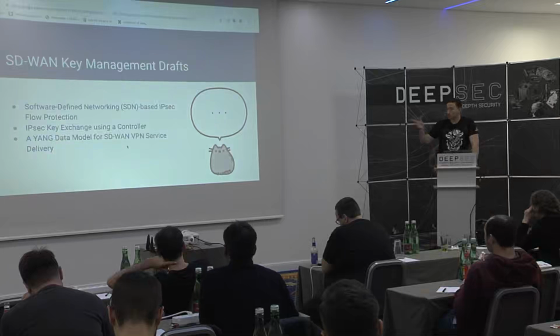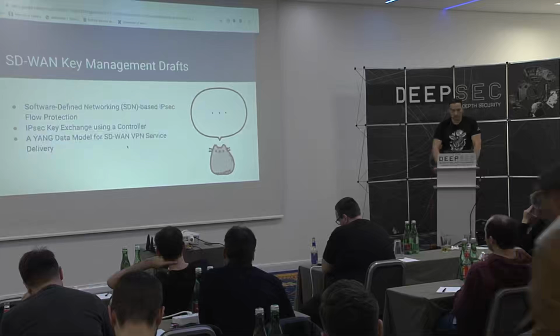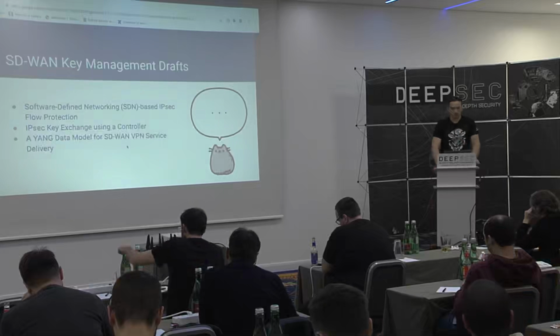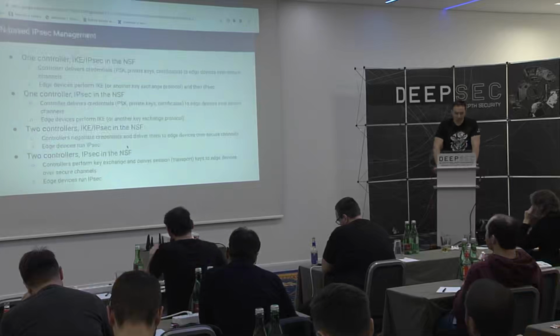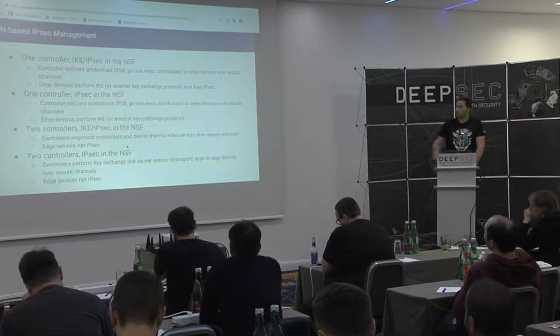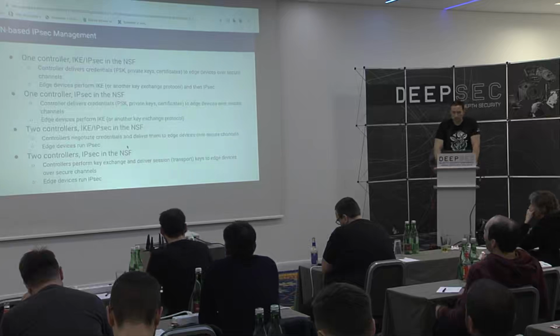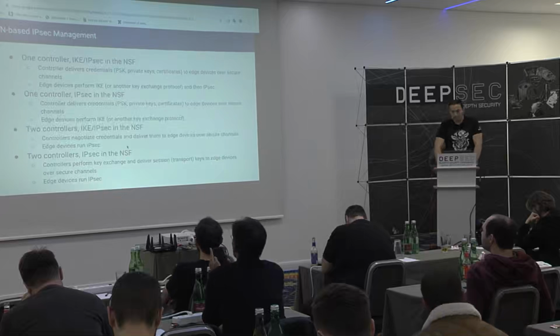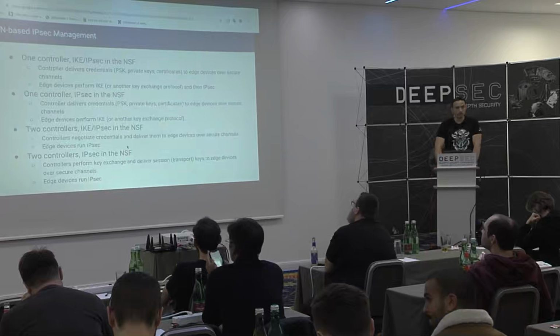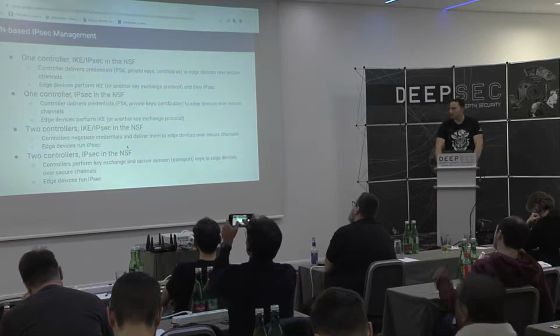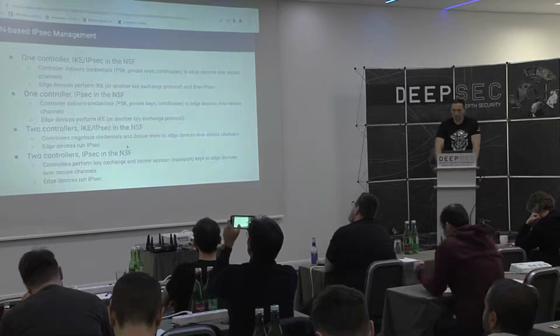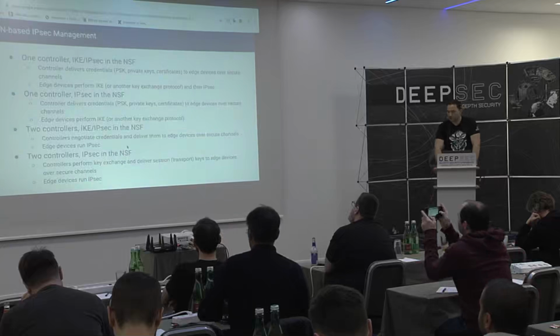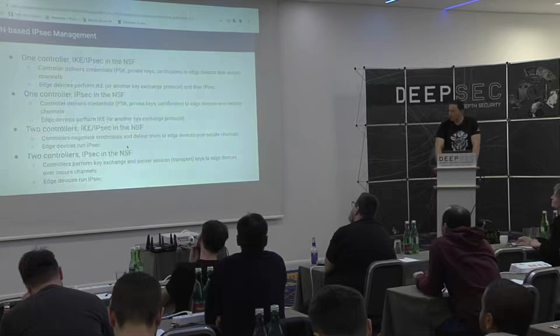And there are drafts available on the data tracker site related to SDN or SD-WAN key management. One of them is SDN-based IPsec management, which defines the following 4 cases. And the main issue is that we can replace the IPsec protocol with WireGuard or TLS, and within this standard nothing changes. So there are no formal proofs or security considerations forbidding using other protocols.